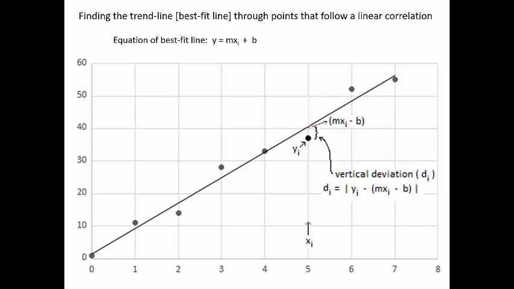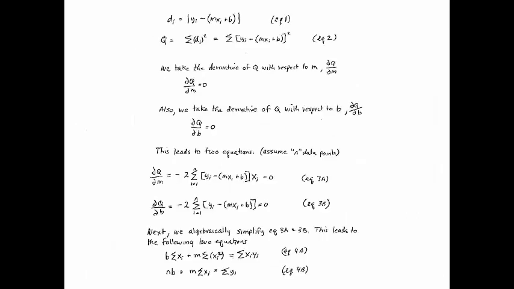Let's examine the mathematics for this. The vertical deviation d sub i for point i is given by equation 1. The sum of the squares of the vertical deviations, let's call it q, is given by equation 2. To find the minimum in q, we take the derivative of q with respect to the two parameters in the equation of a straight line, the slope of the line m and the y-intercept b. So what we next do is set each of these derivatives equal to 0 and then solve for m and b respectively.